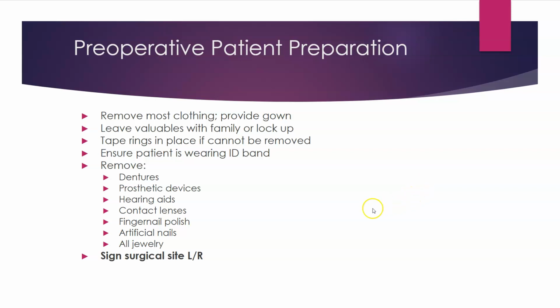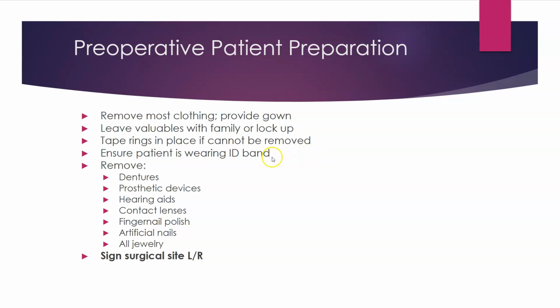Patient preparation, so most of the time they've got to leave most of their clothing. You put it in a little bag and you send it with them, but they're wearing a gown just for access to the surgical sites. You want to leave valuables at home, or you lock them up. Be careful with leaving them with family. Make sure you document everything very, very well. Oftentimes we are taping rings that can't be removed, but even then, we really want to try to remove all jewelry and stuff like that. And better yet, if they can just leave that at home, it'd be the best thing for them.